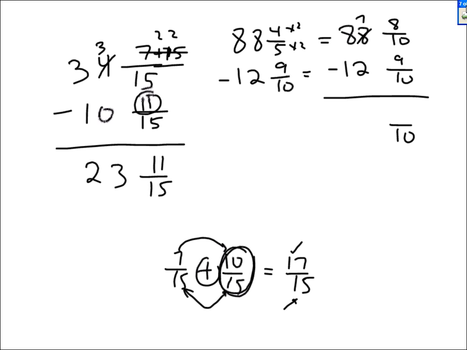You make this a 87. And then you add the number in the bottom to the top. Since it's base 10, you can just put a 1 in front. 8 plus 10 is 18. 18 minus 9 is 9, and 87 minus 12 is 75. And there is an answer. 75 and 9/10.